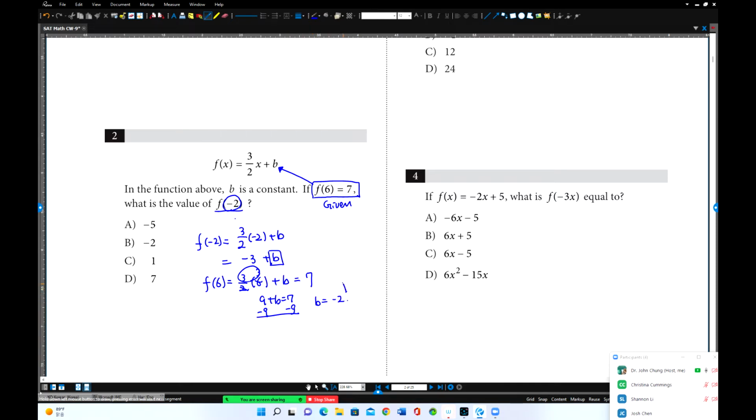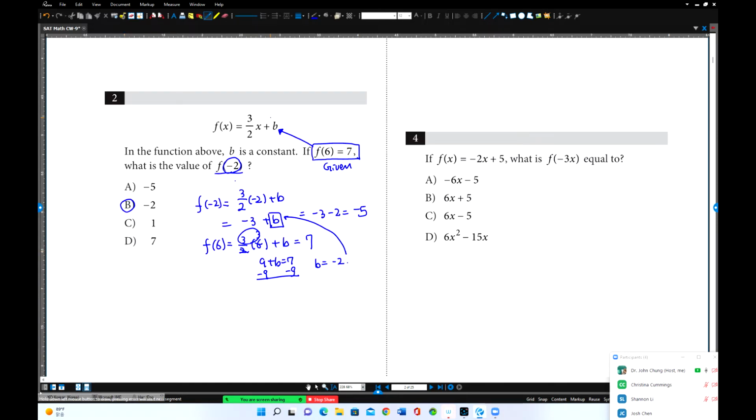Now put this number in there. We get negative 3 plus negative 2 equals negative 5. This is the value of f of negative 2. It is okay. I'm going to give you another way.